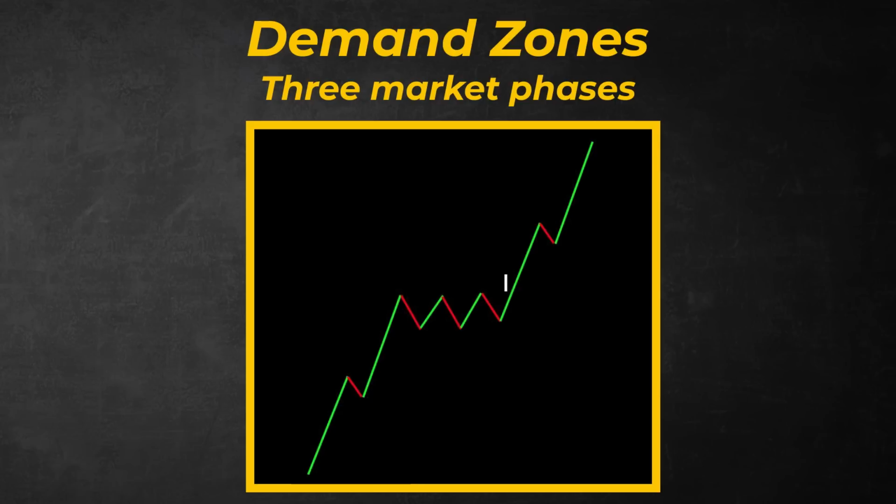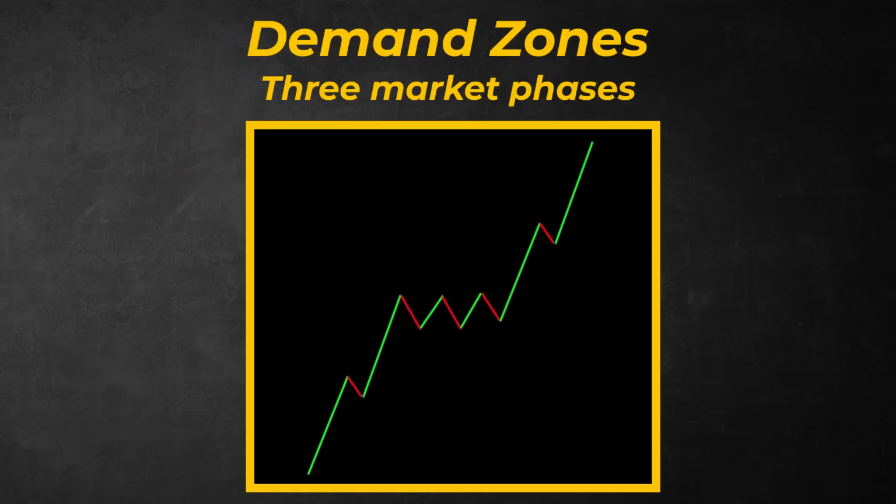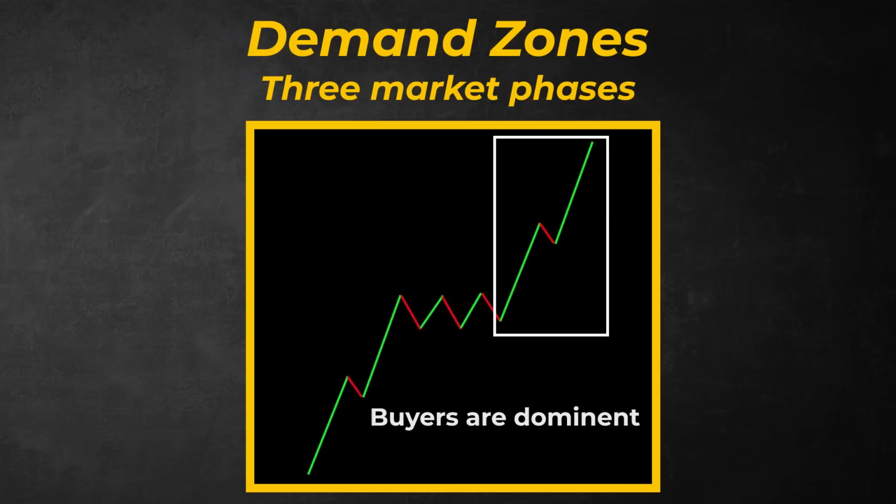The second phase consists of arranging market structure in which the number of buyers and number of sellers are almost equal, which means currently the market is in indecision phase and this phase is called base. Then in the third phase, the market again moves impulsively in the bullish direction, showing the dominance of buyers, and this phase is called the rally.